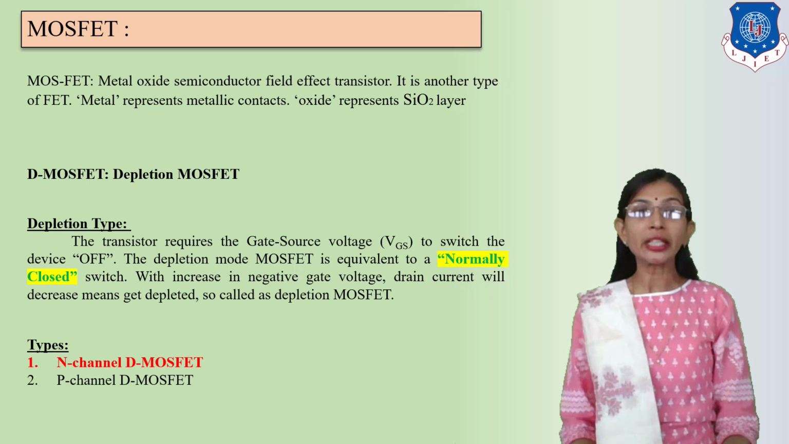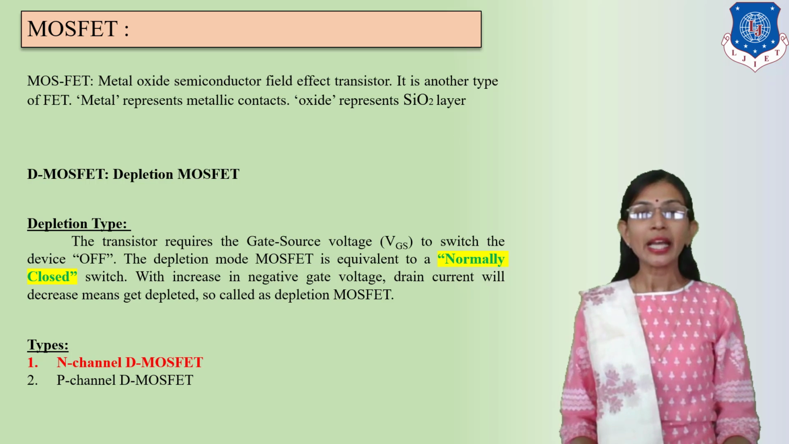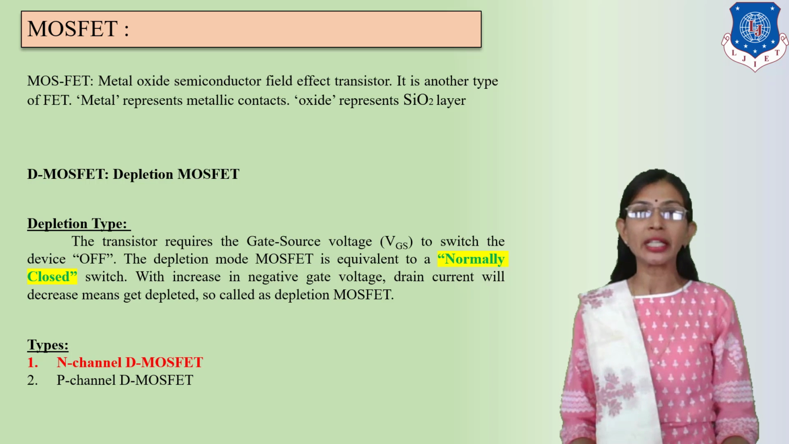So let's start with the D MOSFET, depletion MOSFET. Actually we will have the two main types of the MOSFET, that is depletion MOSFET and enhancement MOSFET. In today's session I am starting with the depletion MOSFET, that is known as D MOSFET.